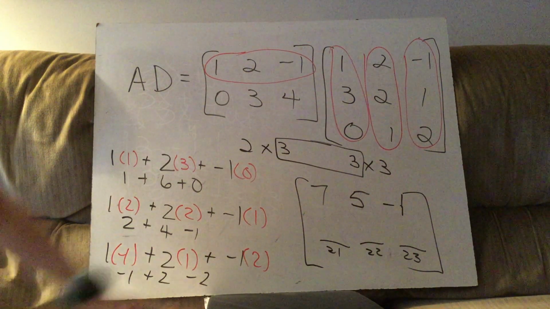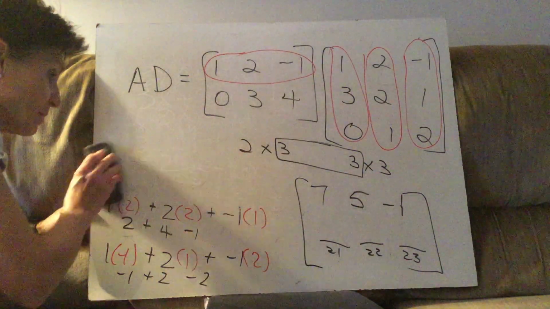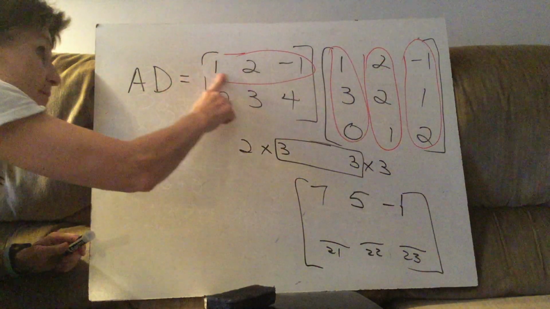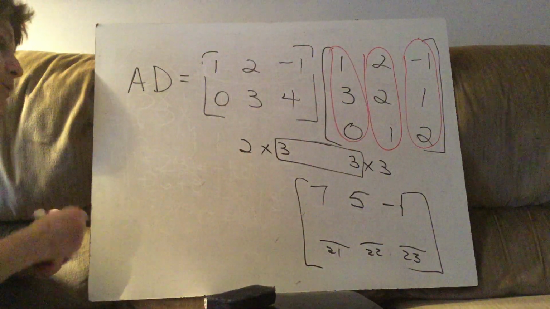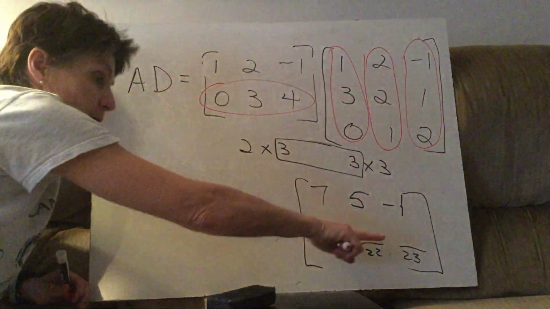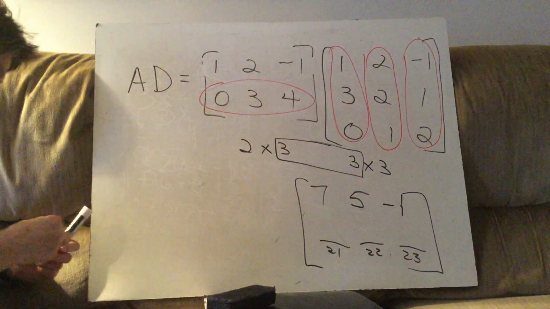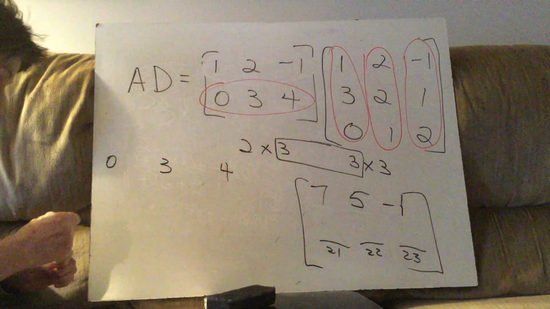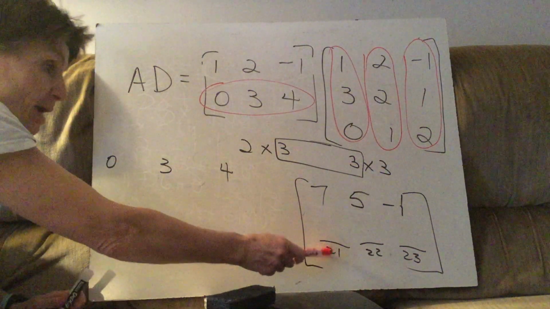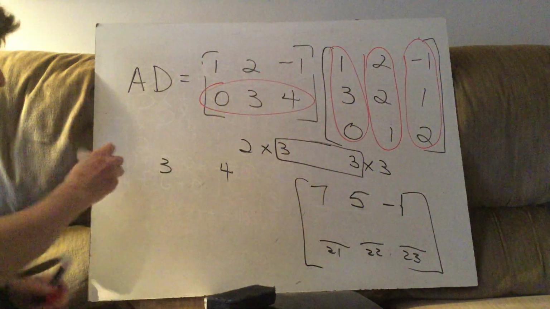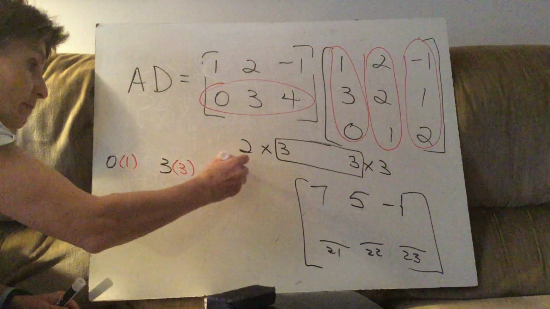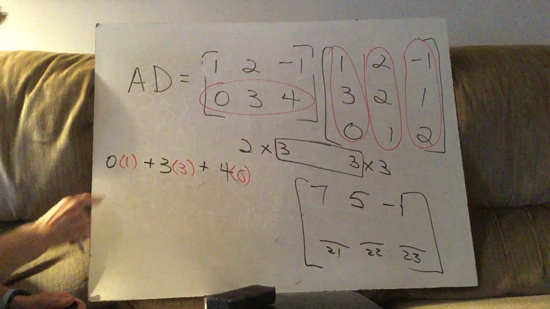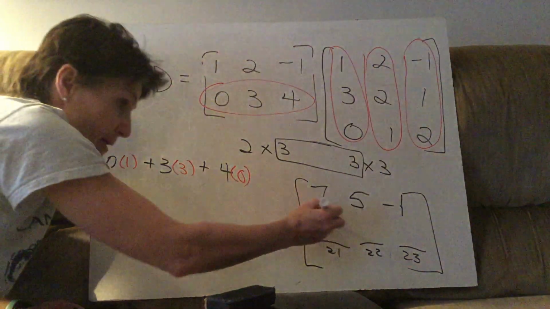Now, to get this set of numbers, I'm going to do exactly the same thing, but instead of using row 1, I am going to use row 2, because these are all in the second row, so I'm using the second row. So I'm going to write down 0, 3, 4, and then if I'm filling in this spot, I'll use the first column, 1, 3, 0, multiply each pair and add them up. Well, look, that's a 0 and that's a 0, so it's just going to be 9.